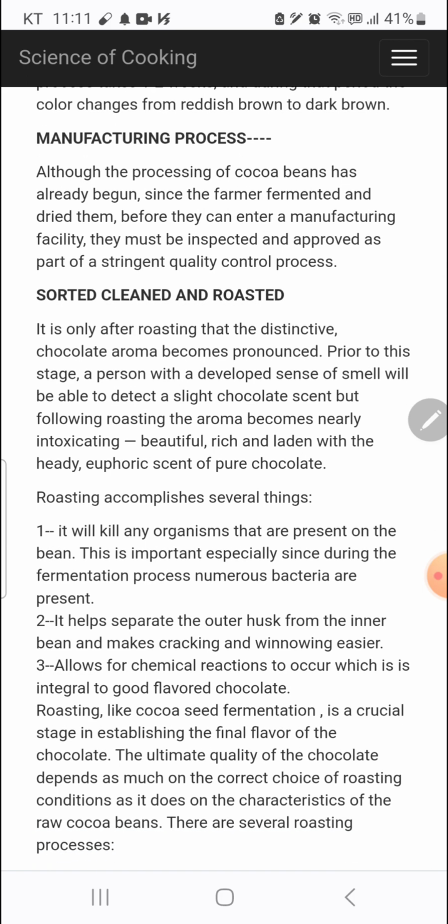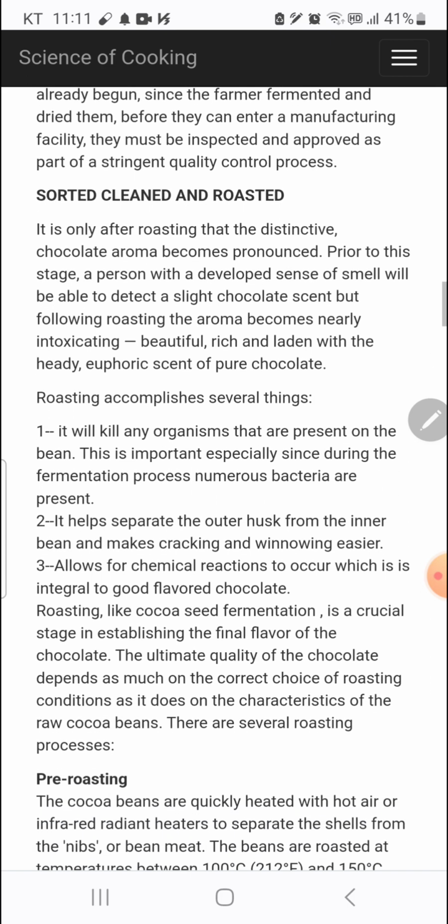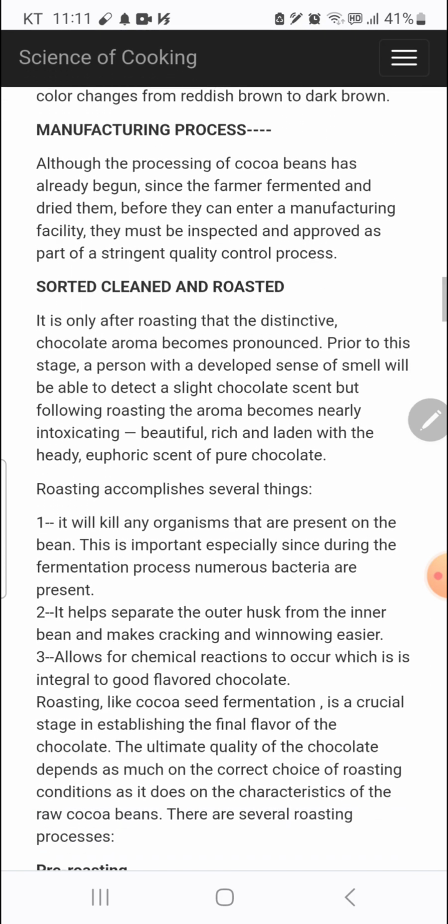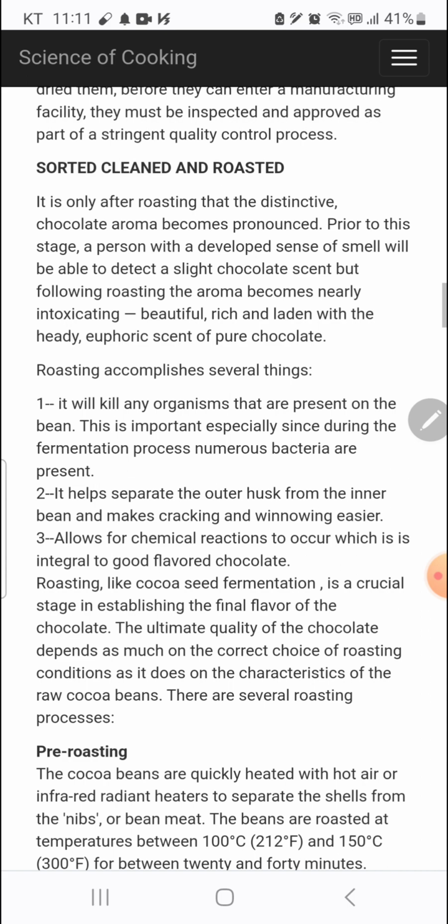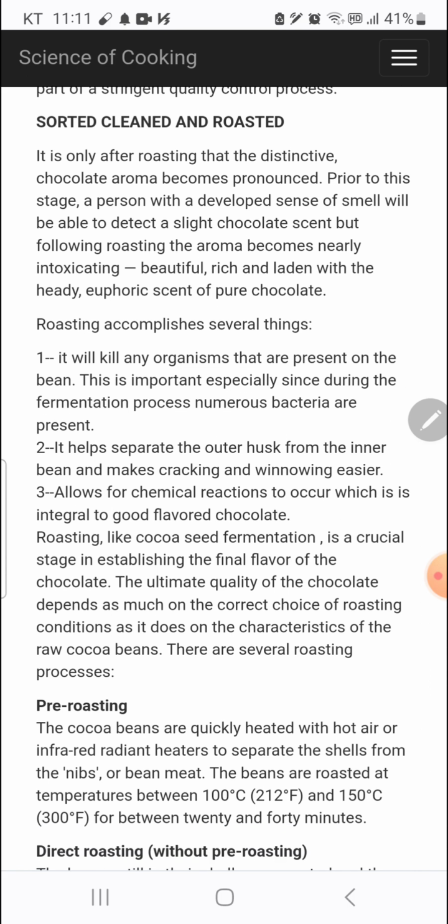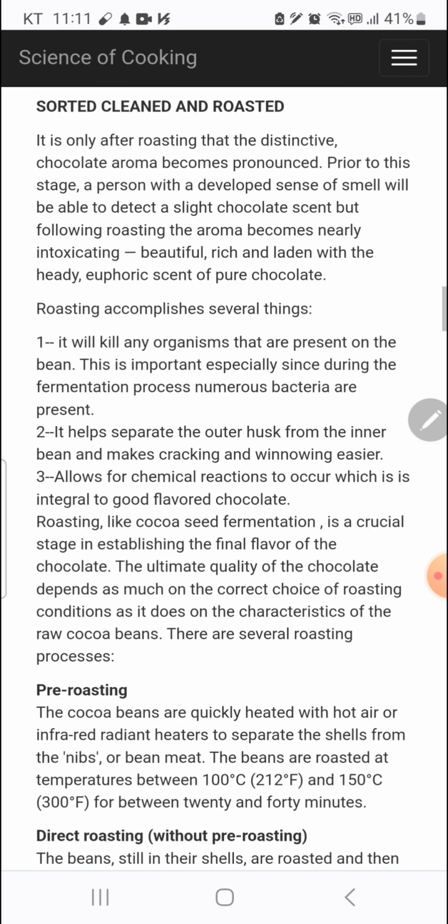Manufacturing process. Although the processing of cocoa beans has already begun, since the farmer fermented and dried them, before they can enter a manufacturing facility, they must be inspected and approved as part of a stringent quality control process. Sorted, cleaned, and roasted. It is only after roasting that the distinctive chocolate aroma becomes pronounced.